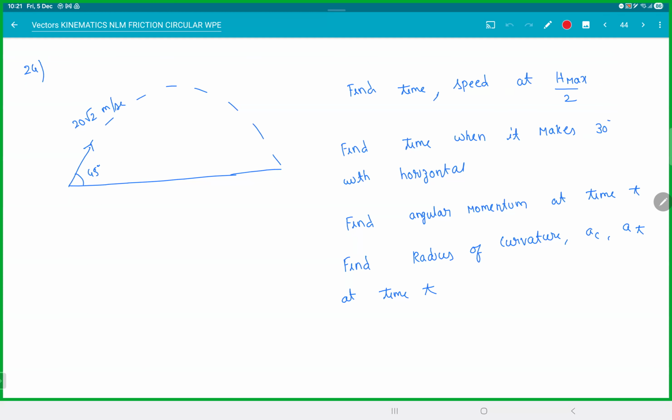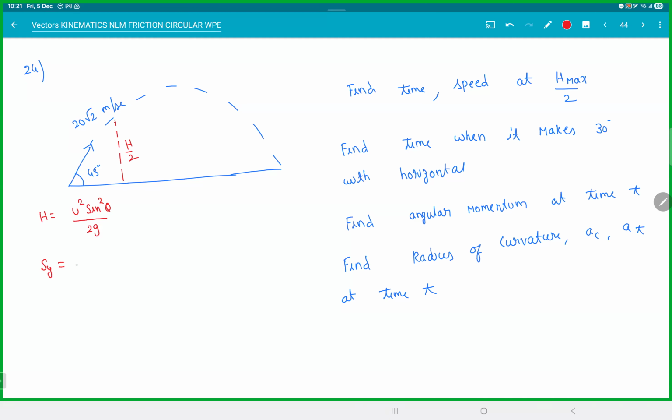Find time and speed for h max by 2. That's a good one. It looks easy, but it is actually a little tougher. So for h max by 2, you can first find h max. That I will leave it to you. That will be u square sine square theta by 2g. So you know h max.